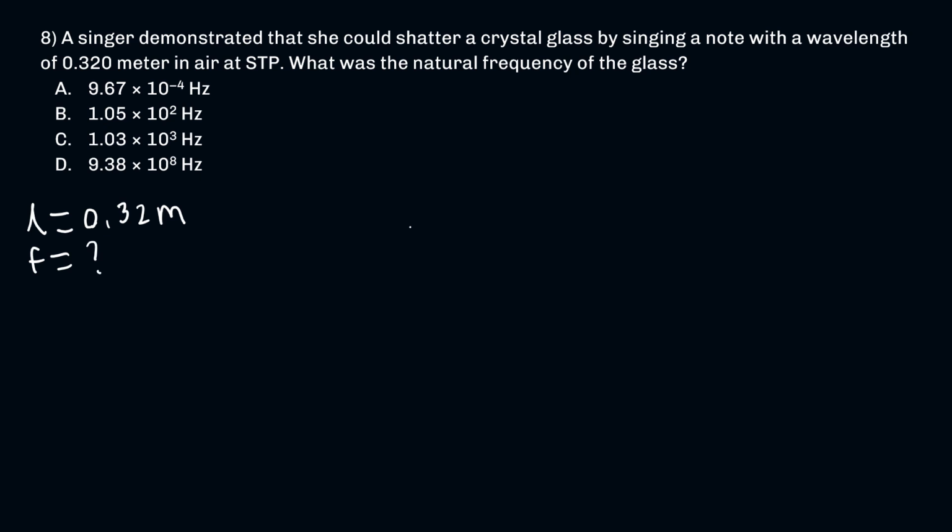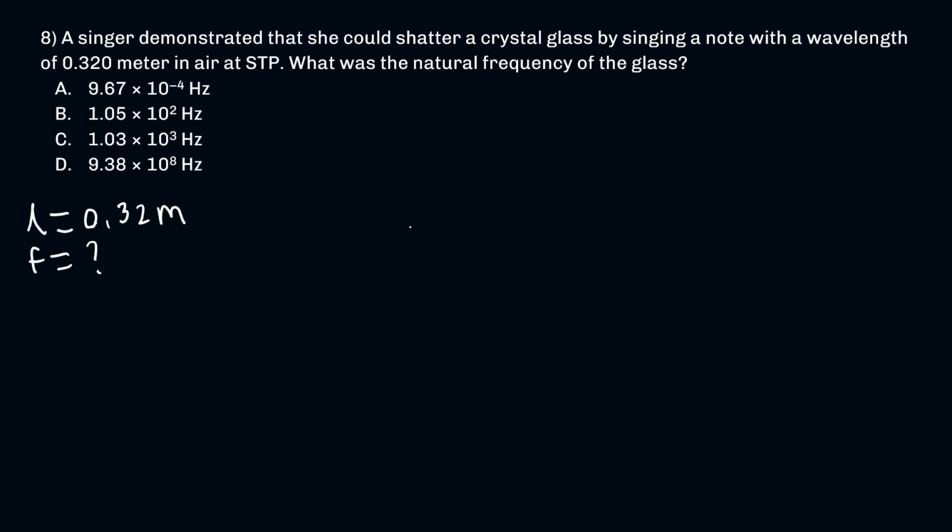And the last thing here, I don't have enough right now to find the frequency. But what I do have here is that I'm singing a note in air at STP. So singing is a type of sound. So we should be able to see that on the reference table, we have sound at STP in air. And that is on the front page as well in the table of constants, or list of physical constants.